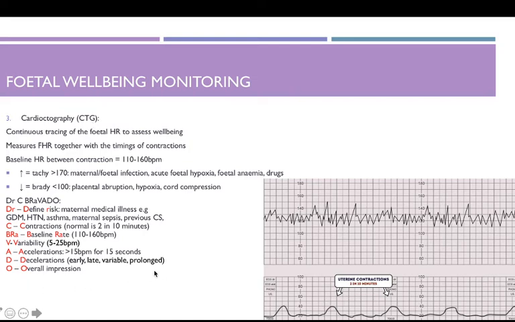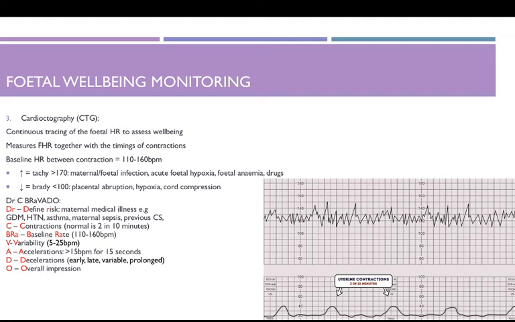So the way that you interpret a CTG, I haven't been able to put it into this lecture because there's just so much to cover, but I would really recommend looking it up online. I think Geeky Medics has something on interpreting CTGs. I would also recommend taking some time out to practice reading CTGs on your placements. If you ask one of the midwives to go through it with you, I think it's really useful.